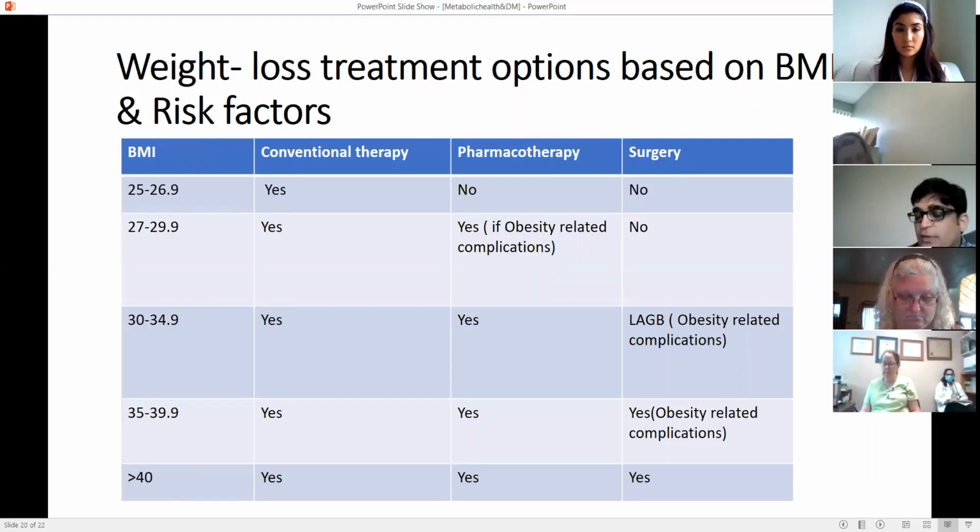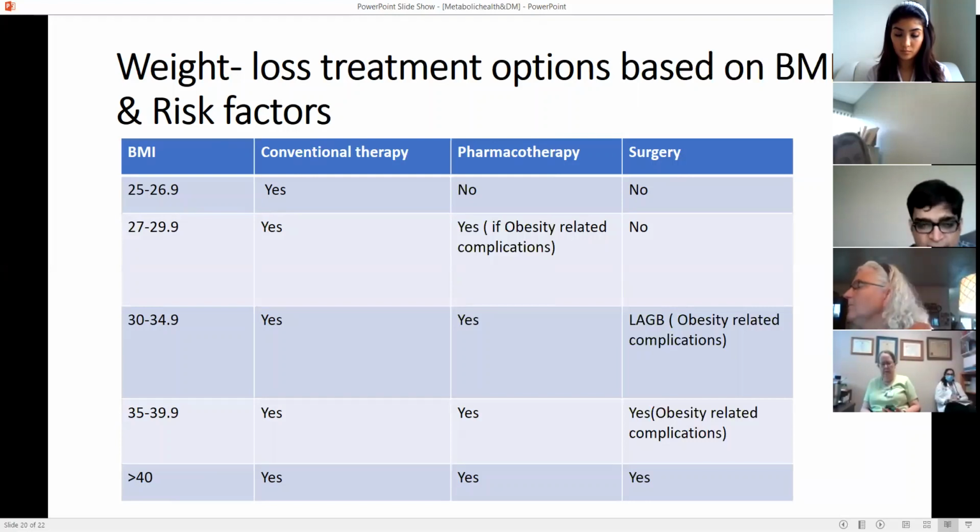the surgery, unfortunately, the insurance will only pay for the laparoscopic assisted gastric banding at that time. So the banding, where they put a staple, they will not pay for the sleeve, the surgery that we talked about, or gastric bypass. If they have a BMI between 30 and 35 plus obesity related complications like diabetes, then some insurances will pay for laparoscopic assisted gastric banding.